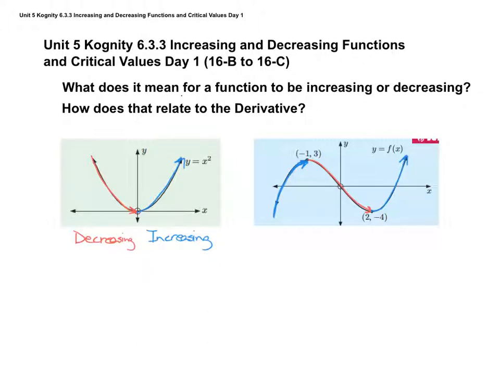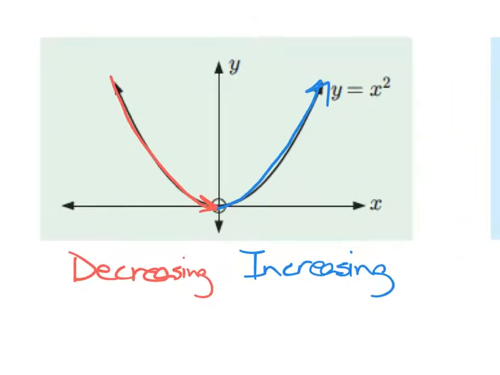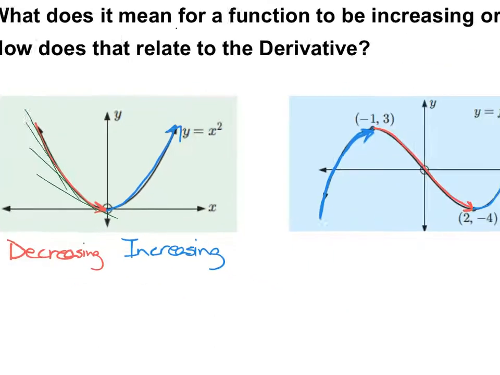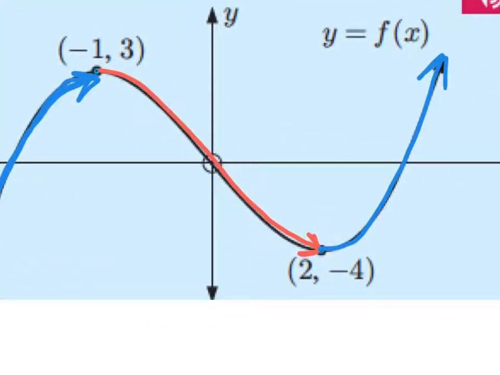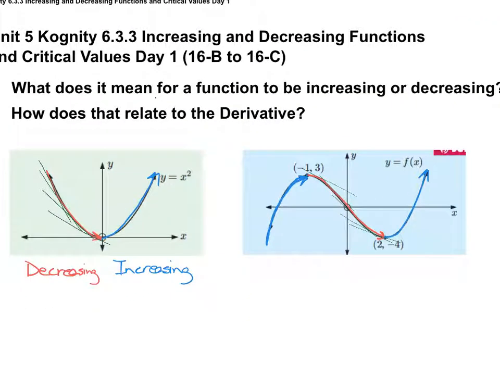Now, to answer this question, I want us to look at some tangent lines. If I have tangent lines on the decreasing parts, and over here I'll do tangent lines on the decreasing parts as well. Here's tangent lines. Okay, what do you notice about all of those tangent lines? They're going down. They have a negative slope, okay? Now, think with me here. When it's decreasing, the tangents have a negative slope.